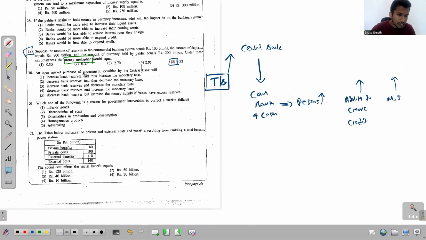An open market purchase of government securities by the central bank will increase bank reserves. Yes, true. It will increase bank reserves, and thus increase the monetary base.